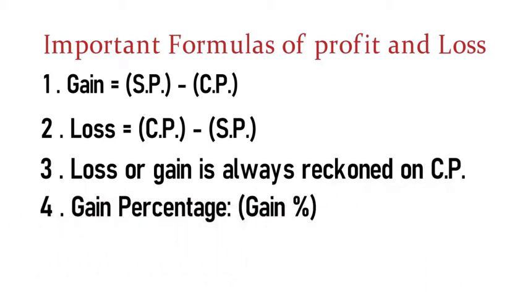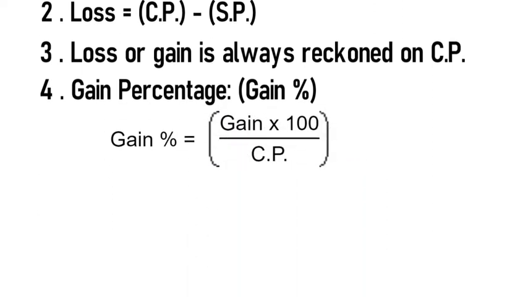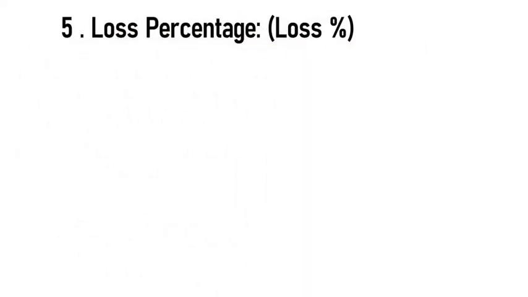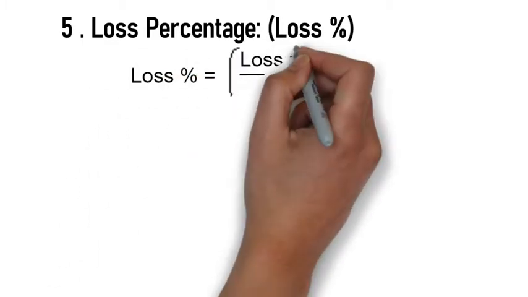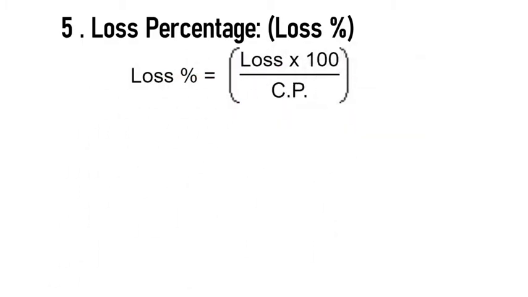Gain percent. Gain percent equals gain into 100 by CP. Loss percent. Loss percent equals loss into 100 by CP.